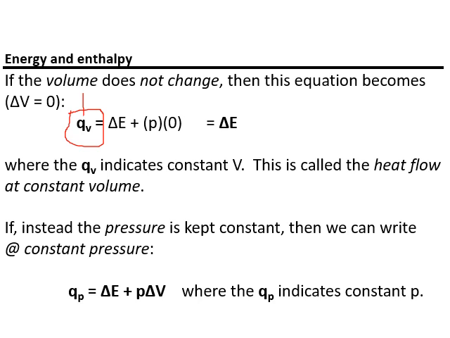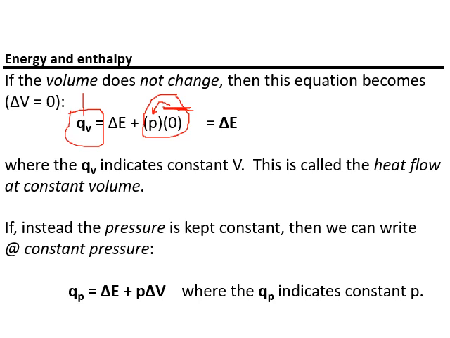But if you're at constant volume, the volume doesn't change, so the change in volume is just 0. So when you multiply that by your P over here, you still get 0 because 0 times anything is 0. So this whole term actually drops out.